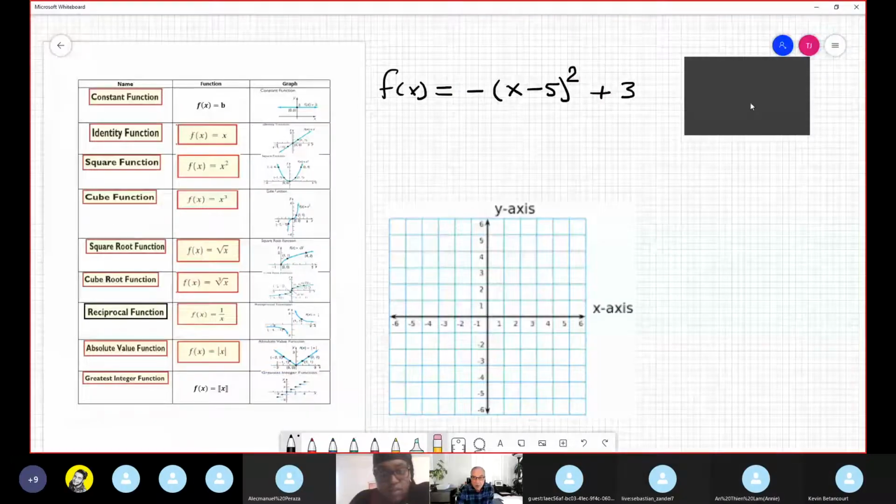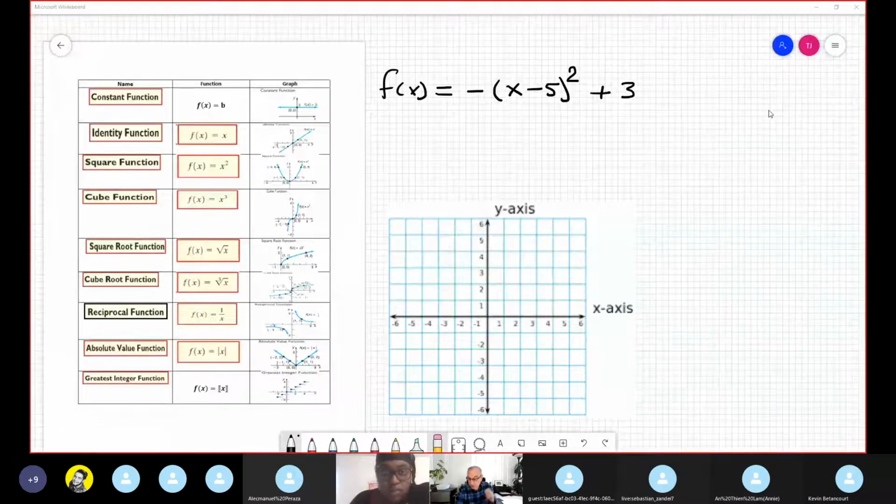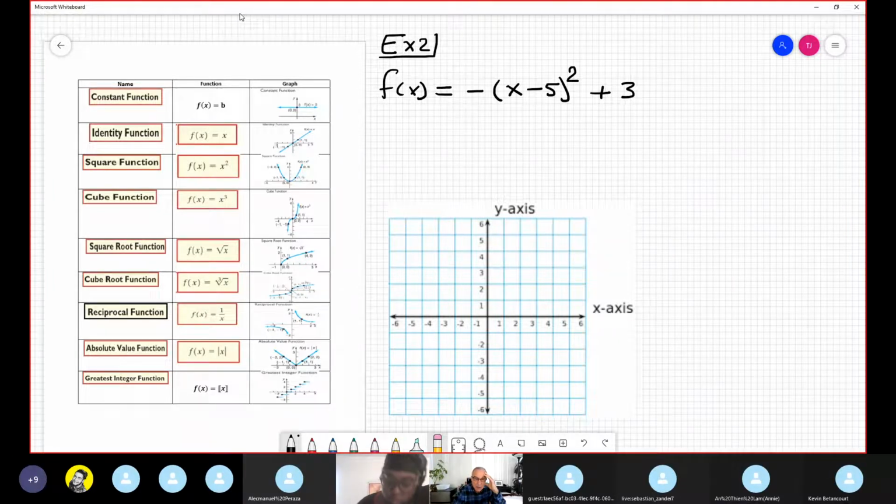Okay, look. So now, this is example 2. Look at that. Example 2. And example 2 is given this equation. So the first thing you should do is identification: what function belongs to this family.